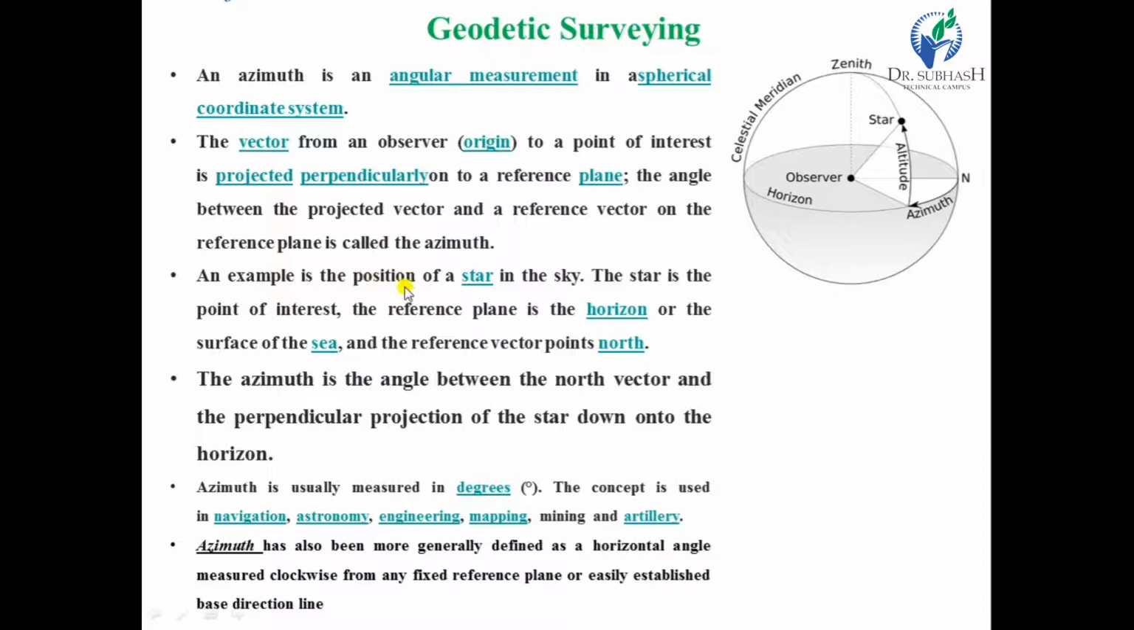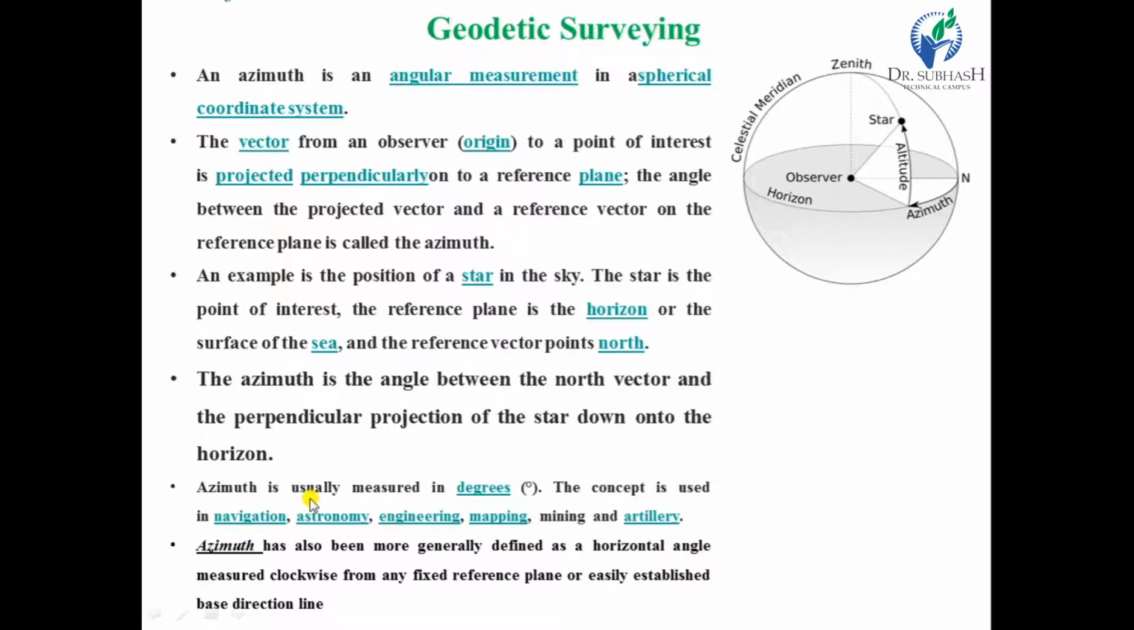An example is the position of a star in the sky. The star is the point of interest and the reference plane is the horizon, the surface of the sea. The reference vector points north. The azimuth is the angle between the north vector and the perpendicular projection of the star down onto the horizon. The whole spherical surface is the horizon, and that is the perpendicular projection.